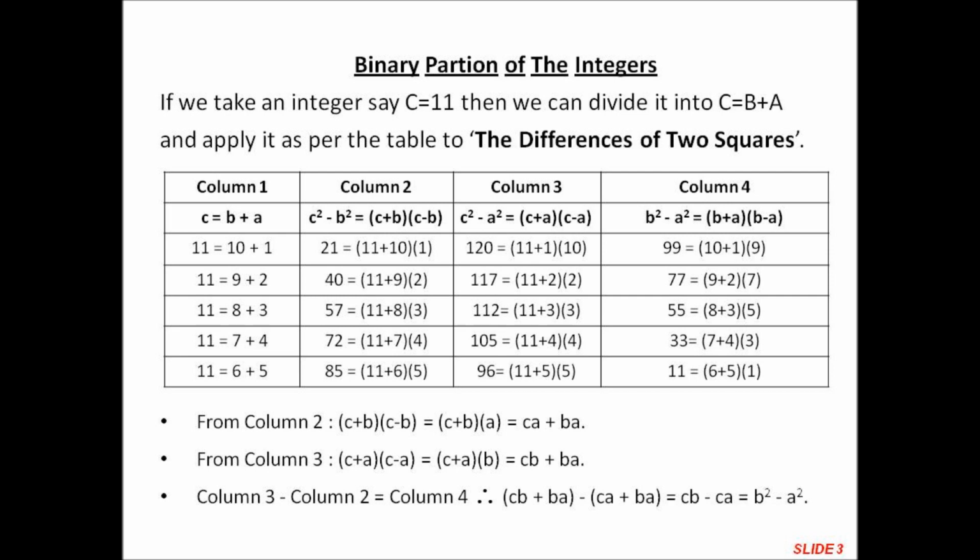Column 3 minus column 2 is equal to column 4. Therefore, cb plus ba minus ca plus ba is equal to cb minus ca, which is equal to b squared minus a squared. Both even and odd integers, 2n plus 1 and 2n, result in n binary partitions.